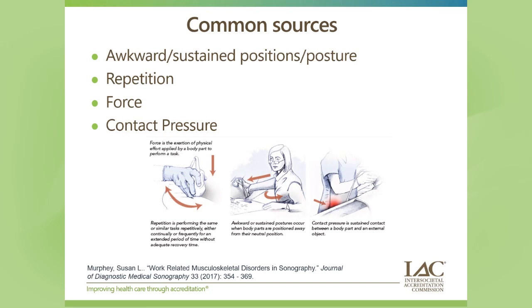And then that contact pressure, that's one that I think we're not always cognizant of, because as you can see in this nice image from this paper here, work-related musculoskeletal disorders and sonography, it's sustained contact between your body and an external object. So it's not just your hand on the probe and the probe on the patient, it's your body against the bed or your elbow resting on something, thinking about those points of contact pressure, your arm resting in something else. And that can also be a source for these injuries. So there are some great diagrams in this paper. I highly recommend all of you look through that and read that.